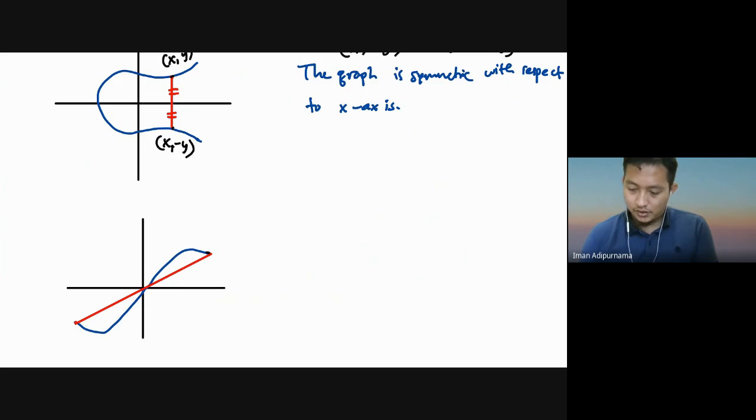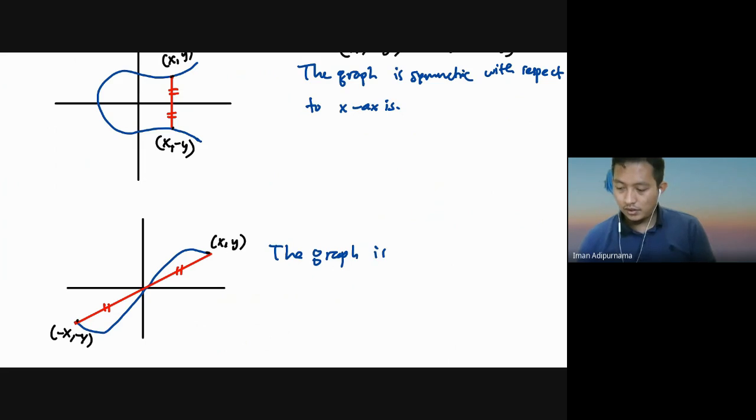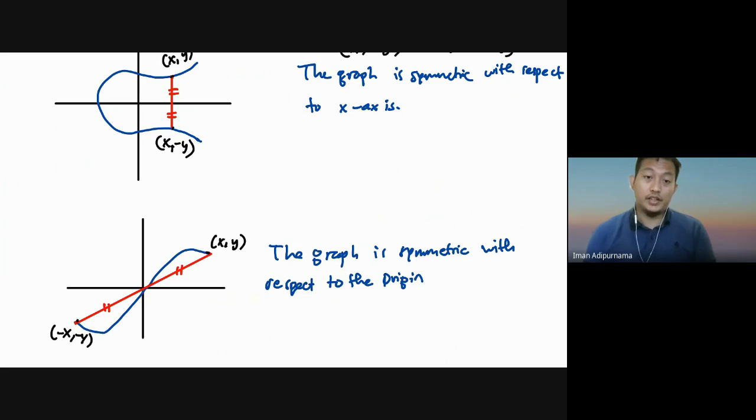So let's say this is (x, y), and this will be (negative x, negative y). So we call this graph symmetric with respect to the origin. So it's reflected to the origin, to (0, 0), okay?